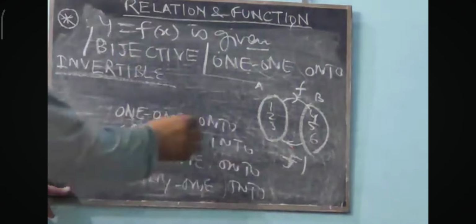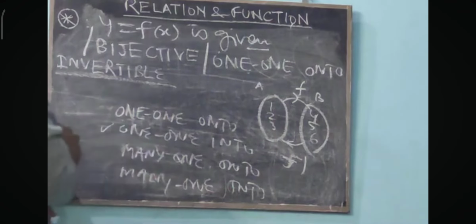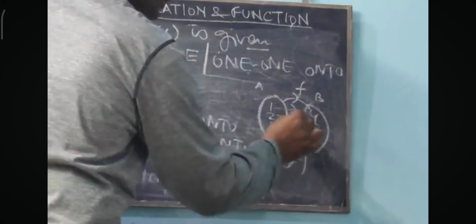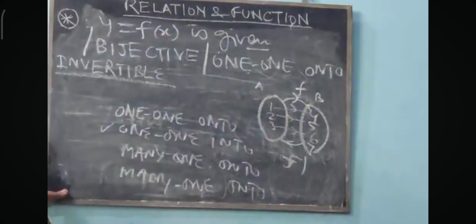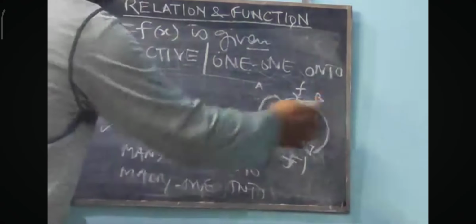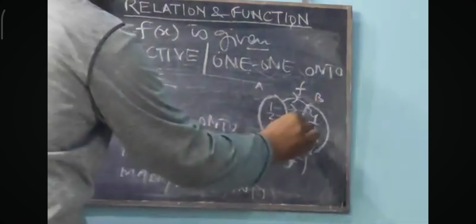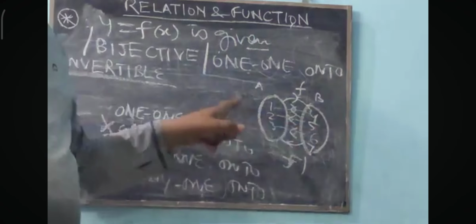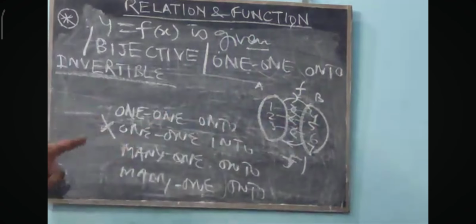Now if we take one-one into, one-one into means some element should be left in the codomain part. It is like this. But when we think about f inverse, it would be like this. In that case, 7 will be left out in the domain part and this function will not be possible. We all know what is the condition of function. So this gets cut. If the function is one-one into, it cannot be inverse. Its inverse cannot exist.